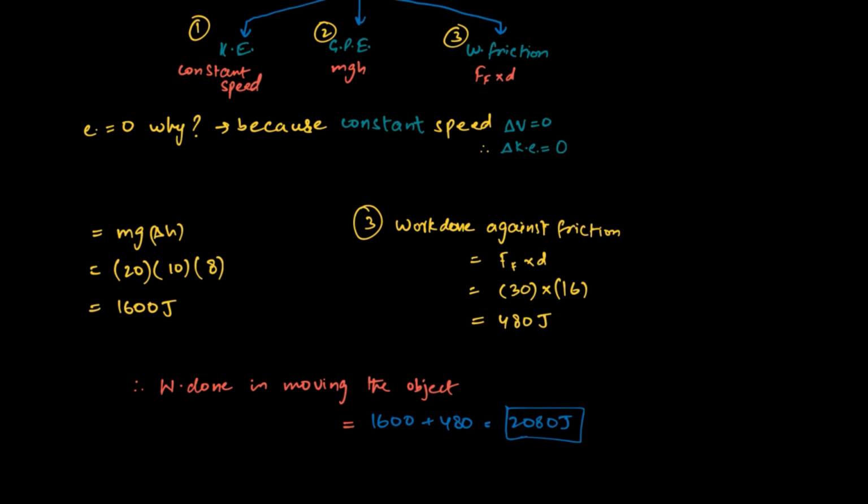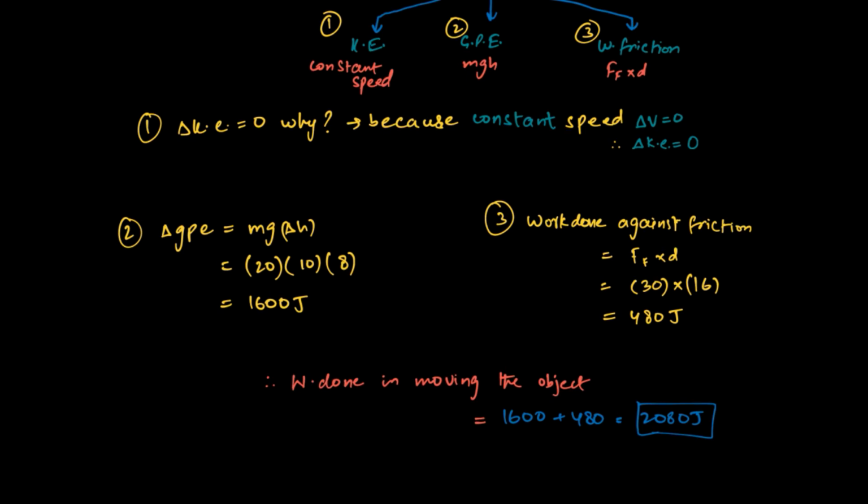So the total work done in moving the object would be the sum of the individual delta KE, delta GPE, and the work done against friction. Delta KE was 0 and GPE is 1600 joules. The work done against friction is 480 joules. The total work done in moving the object is 1600 plus 480 plus 0, ignoring the 0, and my answer is 2080 joules. Now, moving on with the next question.